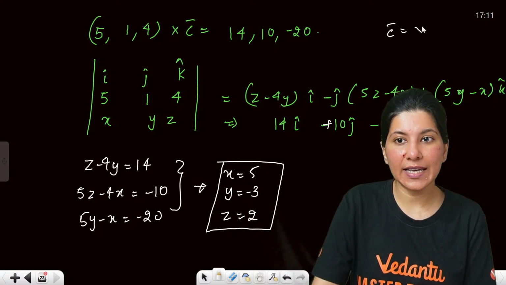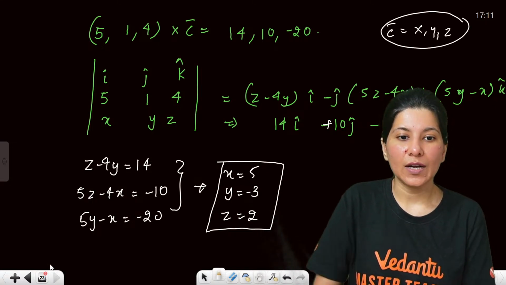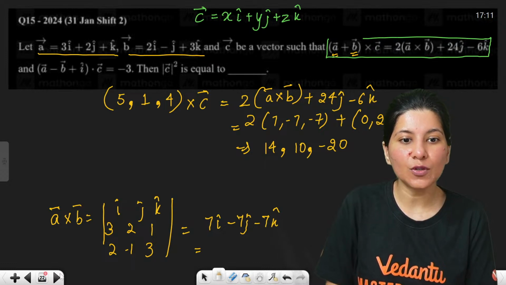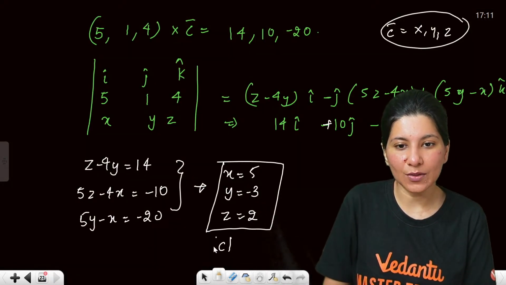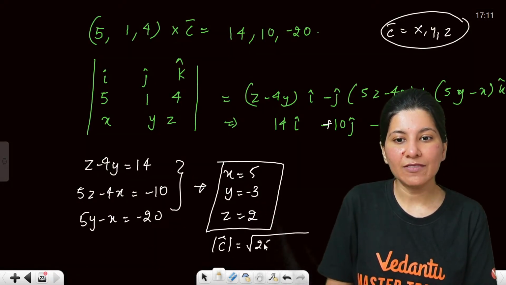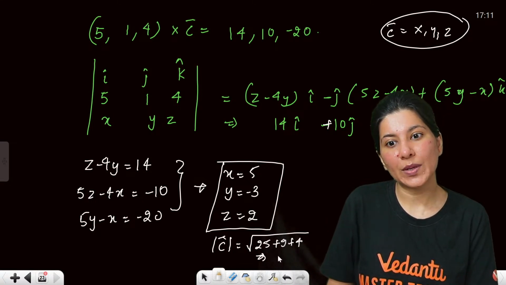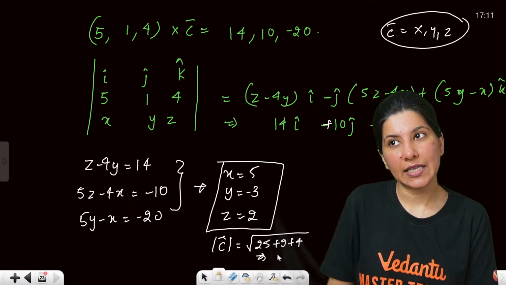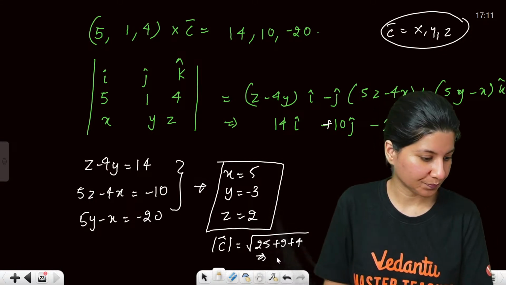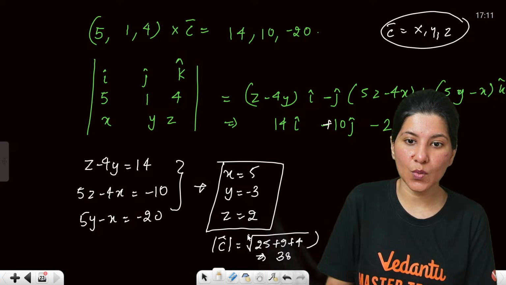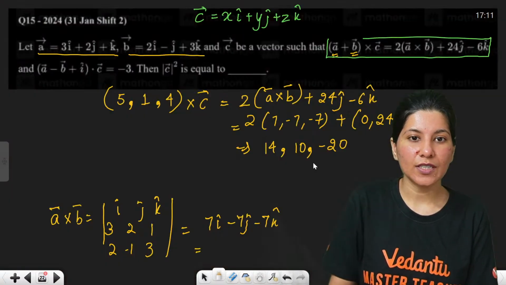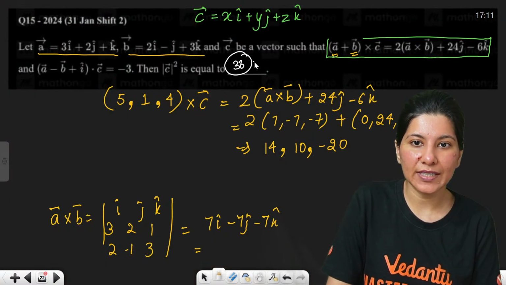C vector was x comma y comma z. And in the question, what are they asking? Magnitude of c square. Come on. Now we can calculate. C square will be 25 plus 9 plus 4. So this is going to give you 29 plus 9, 38. So 38 is the absolutely correct answer.